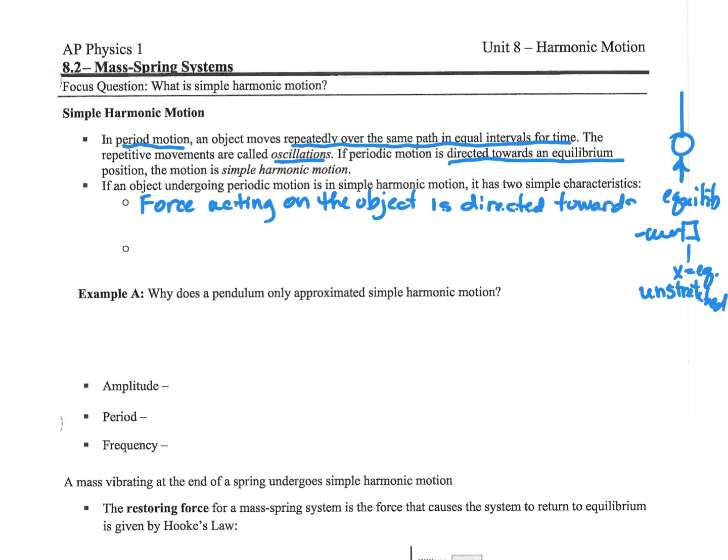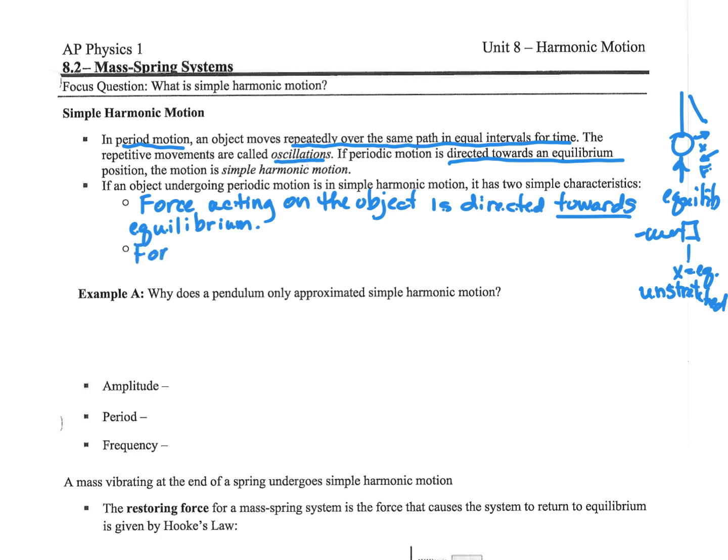Think about why that is. Because the spring or the pendulum naturally wants to go to equilibrium. So if the pendulum is rocking this way, the force is still going to be towards equilibrium. And same with the spring. If the spring is moving away from the equilibrium point, then the force is still trying to restore it back to equilibrium.